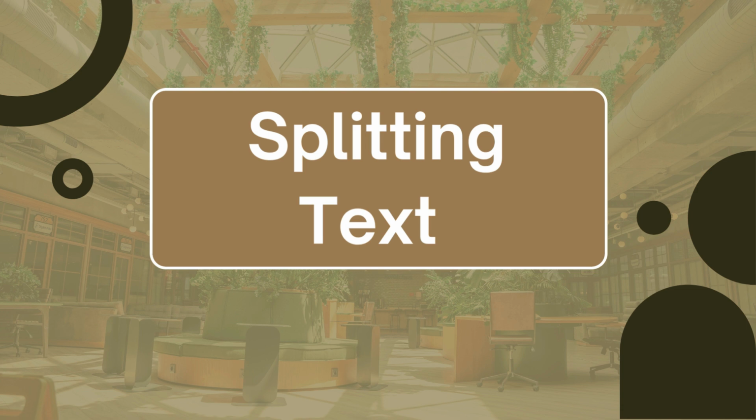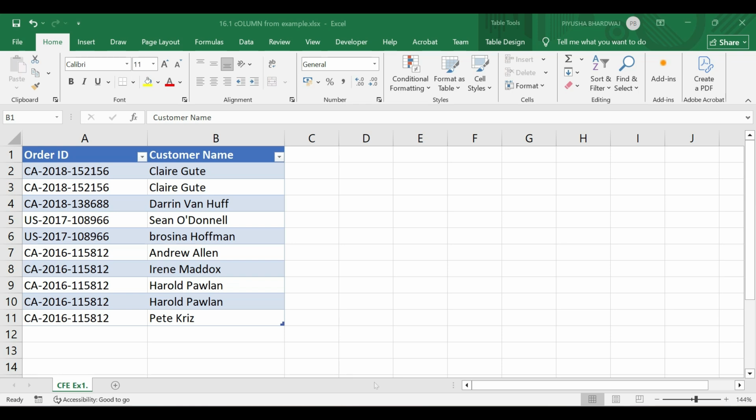We have 4 videos created on column from examples, with different examples. So the first one which I will be showing you is how to work on split text. We have seen how to split a text using text functions in Power Query. Now let us see it by column from examples. Here I have the data set. The name of the file is 16.1 column from example and the sheet is CFE example 1.